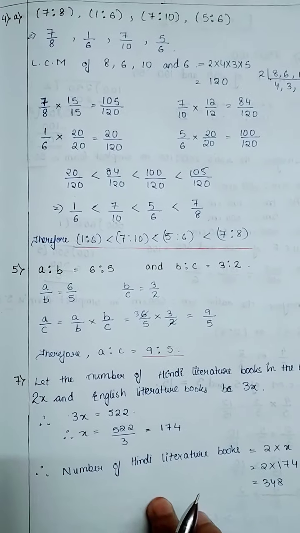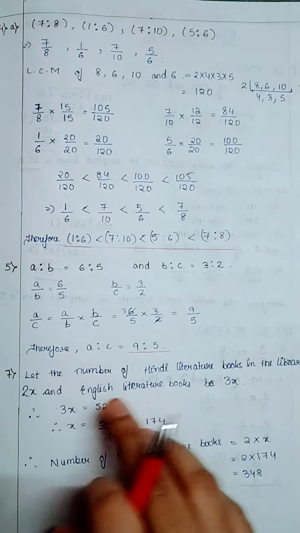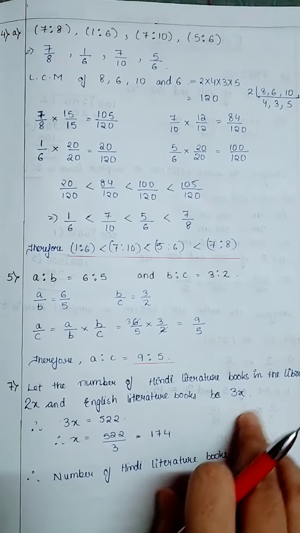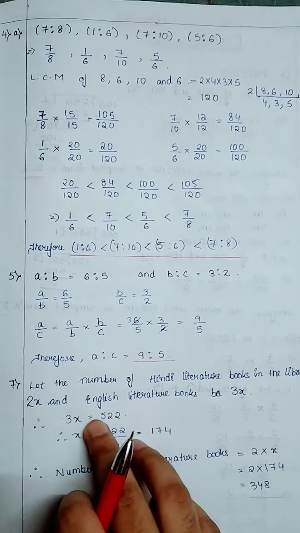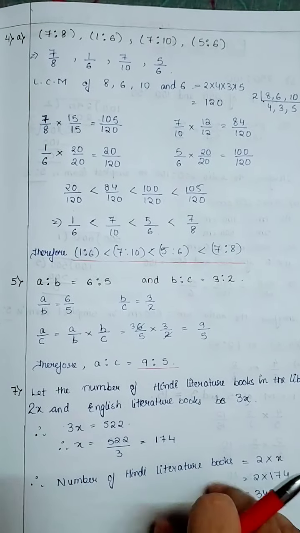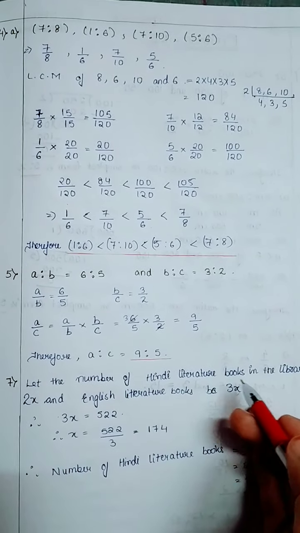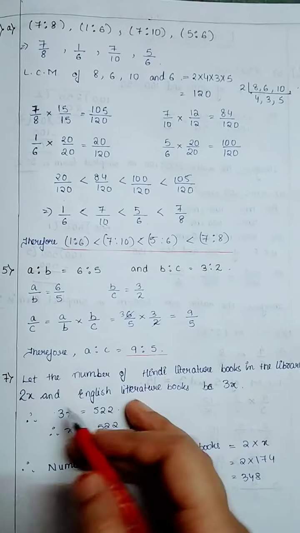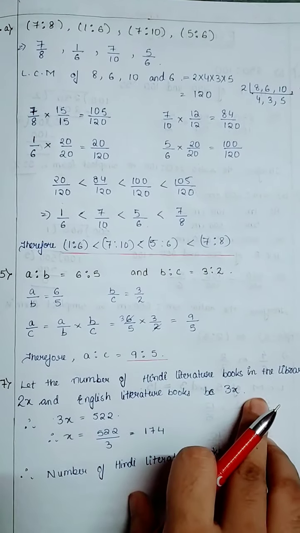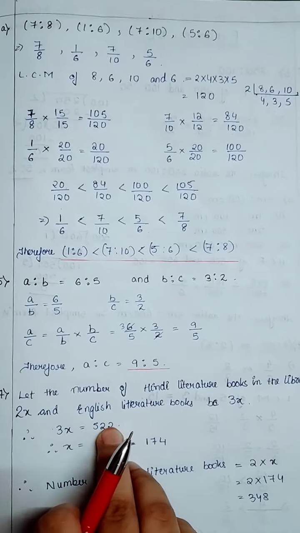Then is question number 7. Here the ratio of Hindi literature books and English literature books is given as 2 is to 3, and the number of English literature books is given as 522. Now we have to find how many Hindi literature books are there in the library. So first of all, let the number of Hindi and English literature books be 2x and 3x. Now the English number is also given, so we will write 3x is equal to 522.